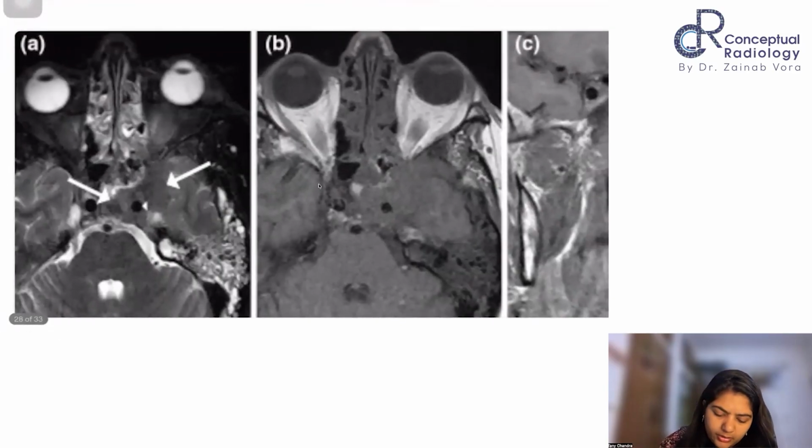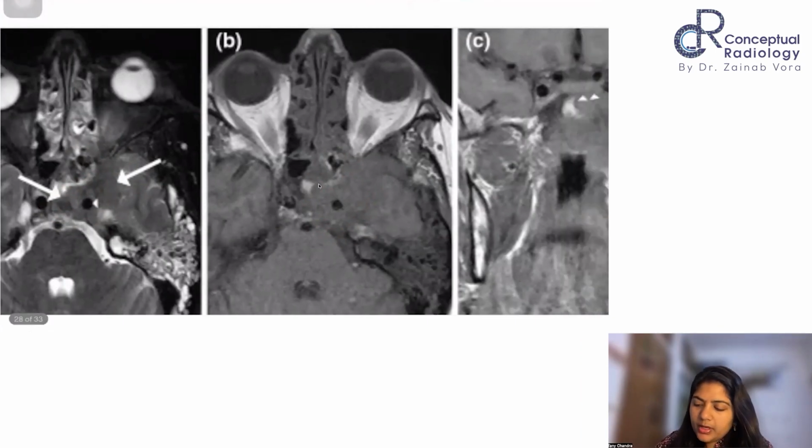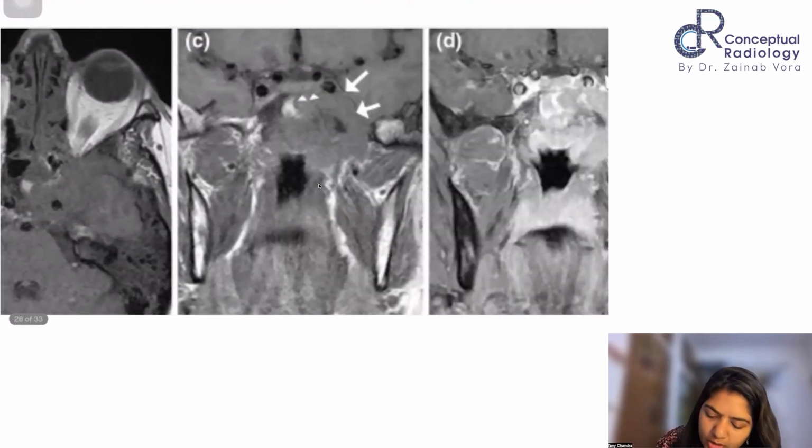So here, there is a proper mass here. Can you see? Can you appreciate this mass? Right? And this mass is kind of involving the posterior ethmoid air cells. Like this is the place where this is going to be epicentered. What is this place exactly? This is your cavernous sinus on an axial image. Let's see a coronal image.